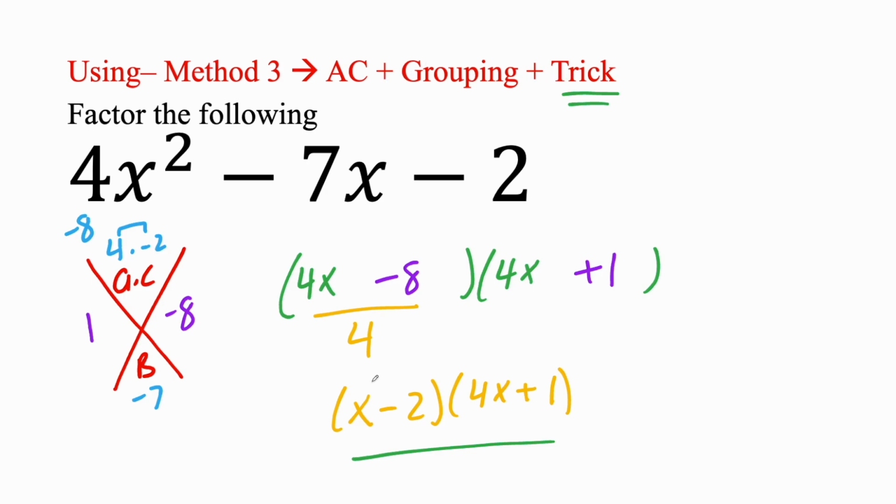And again, we can always check. X times 4x is 4x squared. X times 1 is 1x. -2 times 4x is -8x. -8x plus 1x is -7x. And -2 times 1 is -2.